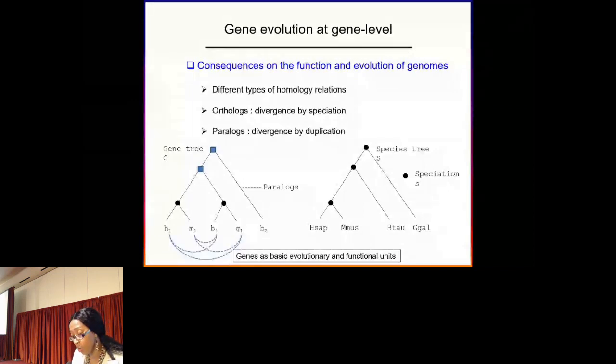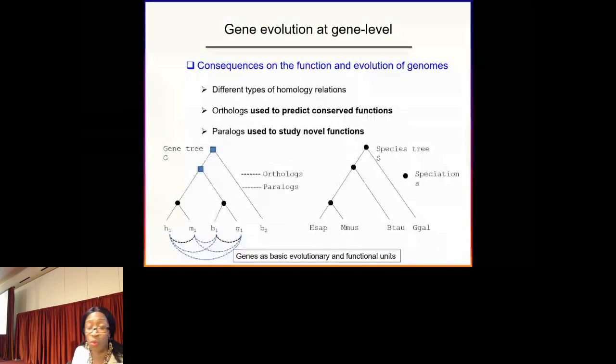We also define paralogs. Paralogs are a pair of genes that have diverged by a duplication event. For instance, here we have the genes at the left of this first duplication event and the genes at the right of this duplication event that are paralogs because they are separated by a duplication event. And so we have the ortholog conjecture that says that orthologs conserve the sequence and also the function more than paralogs. Based on this ortholog conjecture, orthologs are usually used to predict conserved functions, while paralogs are used to study novel functions. After duplication, one of the gene copies, the one that was gained, will gain new function and contribute to the diversification of the function in the gene family.